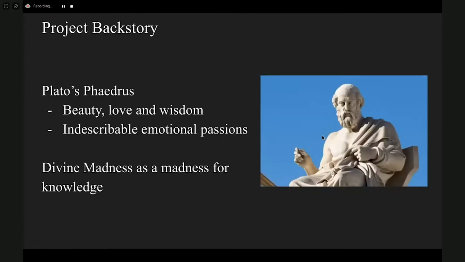A little backstory into the title itself: going off of Plato's Phaedrus, he uses the term divine madness to describe indescribable emotional passions such as beauty, love, wisdom. Thus, I came up with the title Divine Madness in reference to the desire or pursuit for knowledge.